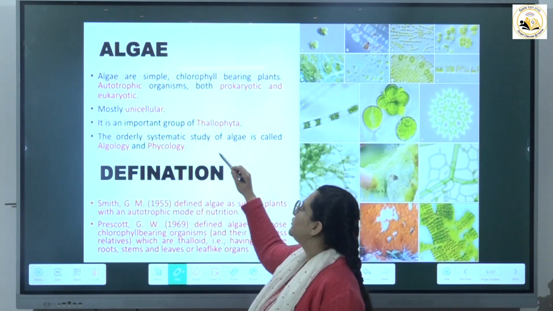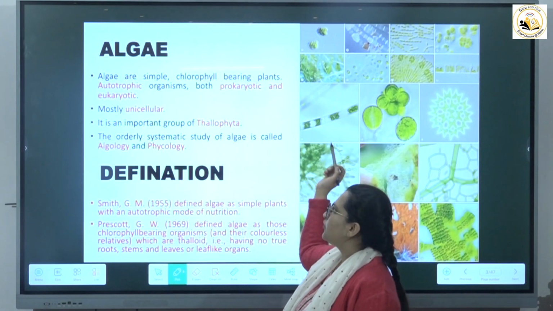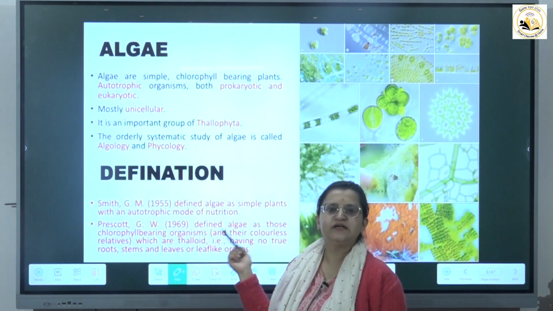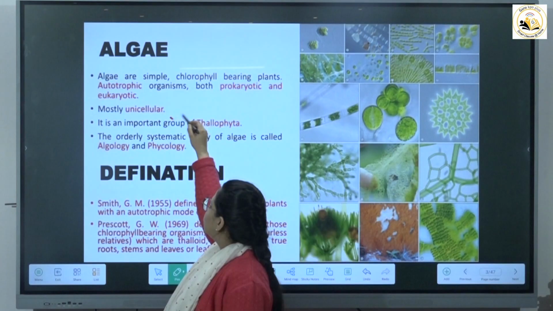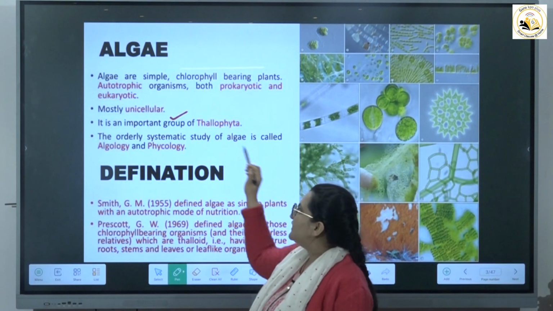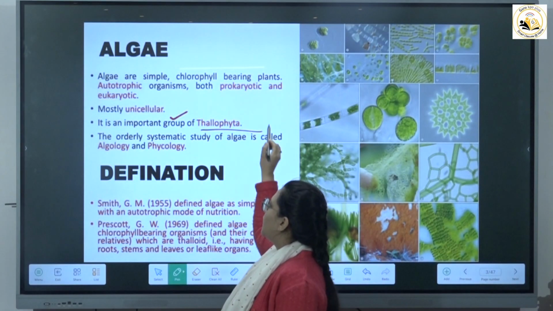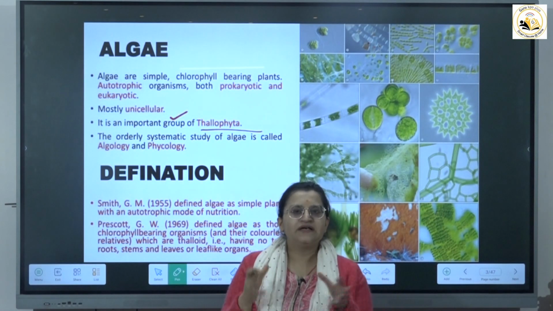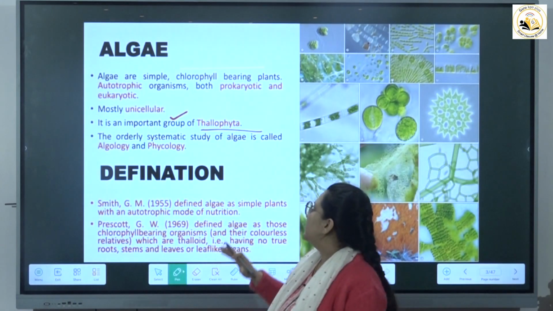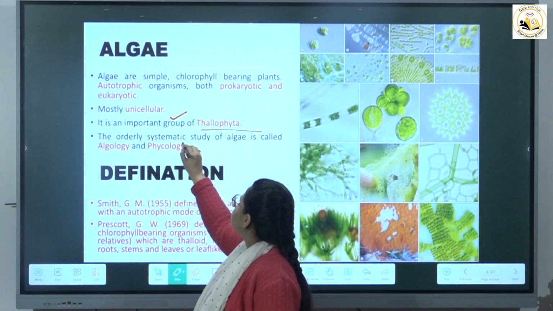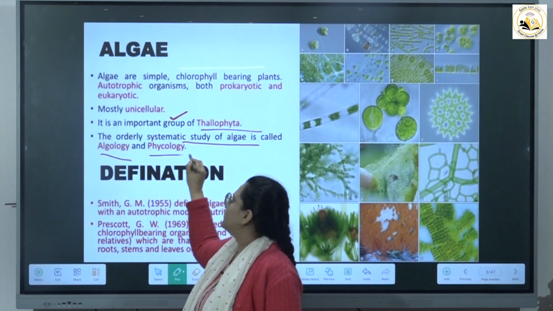Algae are simple chlorophyll bearing plants. They are autotrophic, and they are both prokaryotic and eukaryotic. They lie in both prokaryotes and eukaryotes. Mostly they are unicellular and they are an important group of thallophyta. The systematic study of algae is known as algology or phycology.